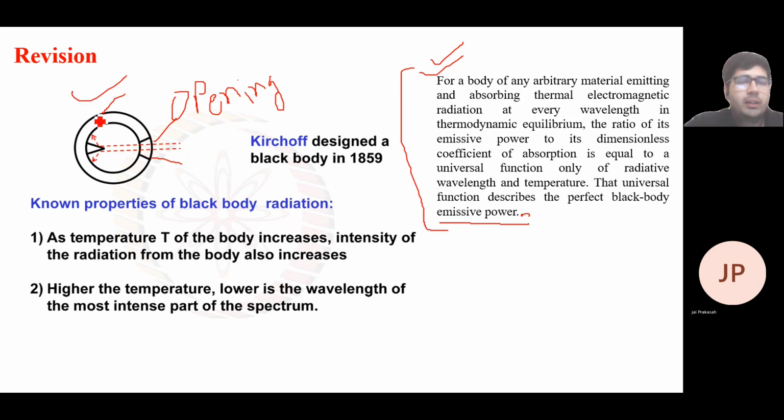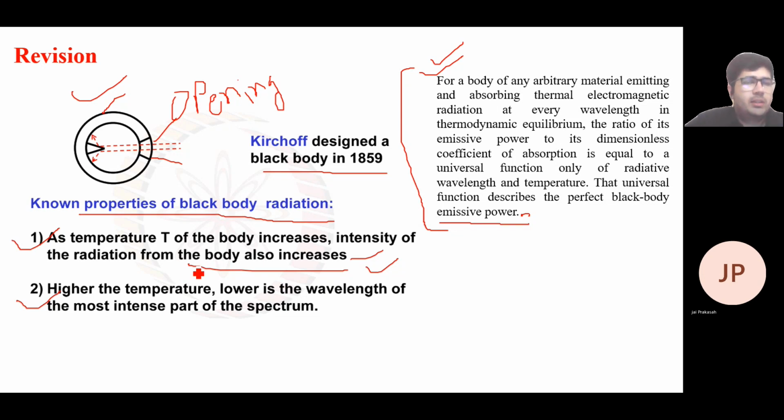Okay, and this is the black body designed by Kirchhoff in 1859. So in simple words, you can say a black body has absorptivity and emissivity equal. Okay, so how much radiation it absorbs, it will emit. So as the temperature T of the body increases, the intensity of the radiation from the body also increases. These are the two major properties of black body radiation. Higher the temperature, lower is the wavelength of the most intense part of the spectrum.